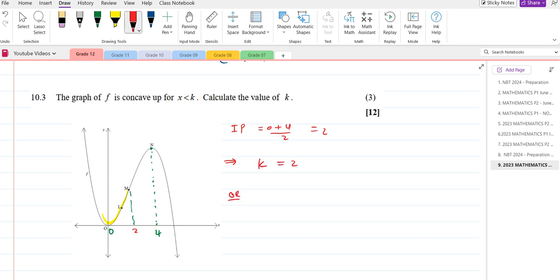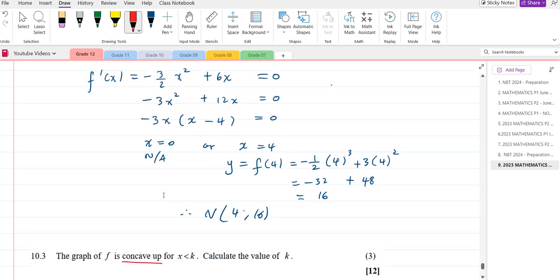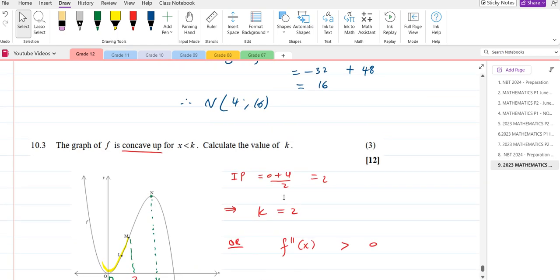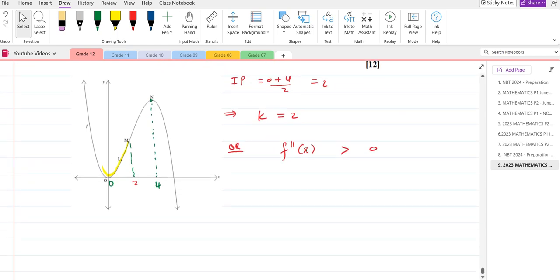Or another way to solve this problem, we're going to find the double derivative. F double prime x, we want concave up, so it should be greater than 0. F double prime x is greater than 0. Now what's f double prime x? Remember, f prime x was equal to this. So we're going to start with f prime x. Let's put f prime x here.